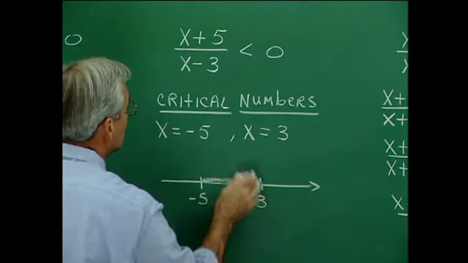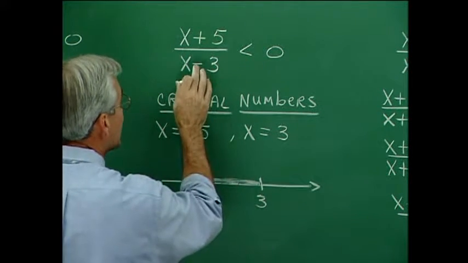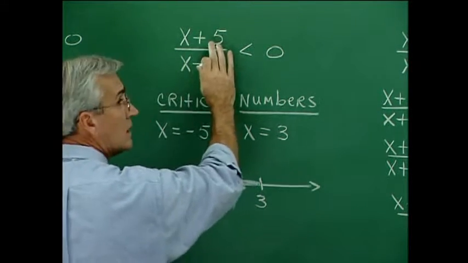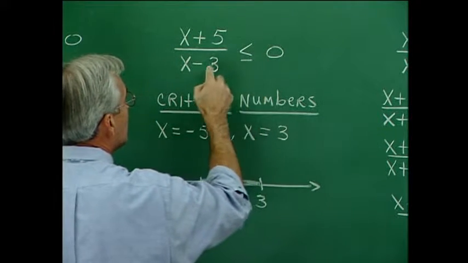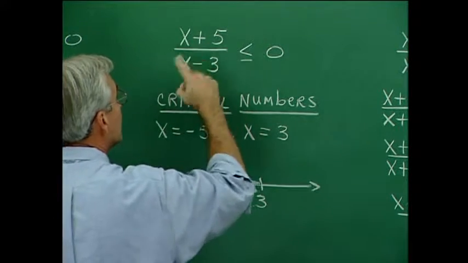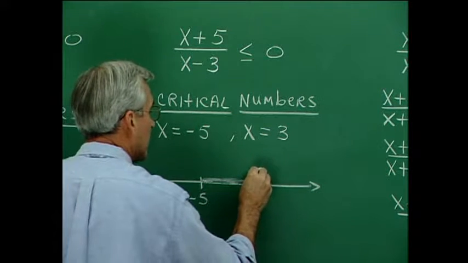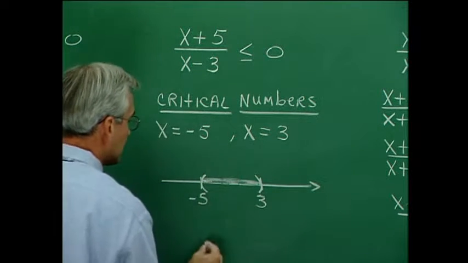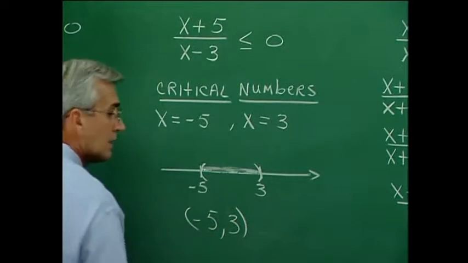For the 3, not exactly a similar idea, because the 0 of the denominator makes this undefined. And even if this were a non-strict inequality, this would not be a part of the solution region. You see, it makes the whole thing undefined. We have to throw this out right away. So our solution region is -5 to 3, like this.